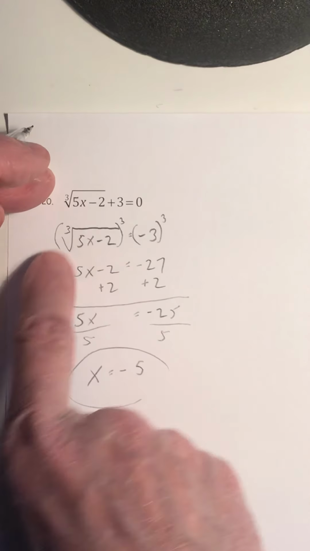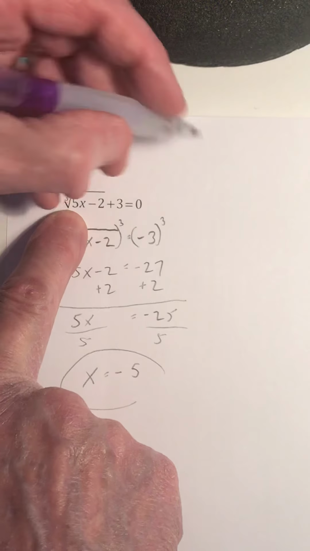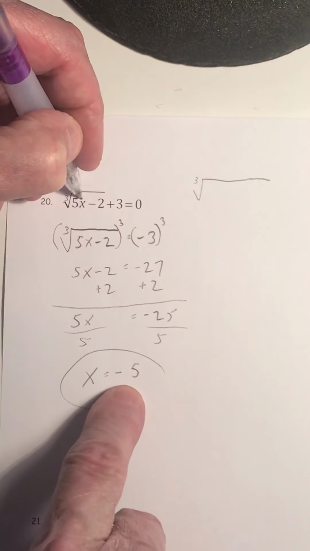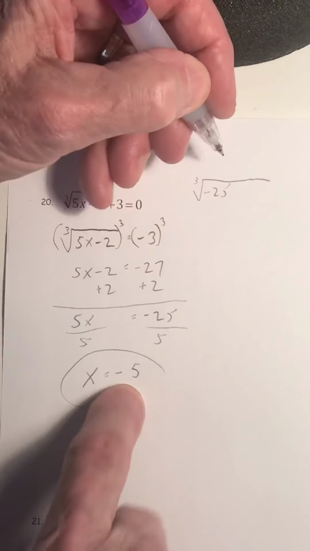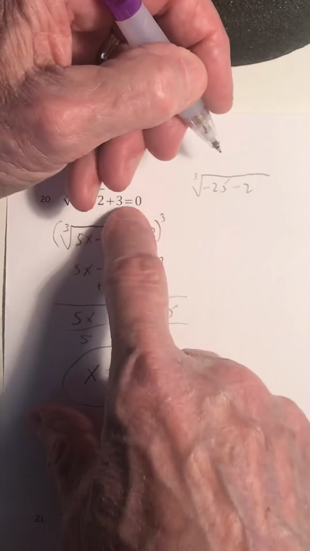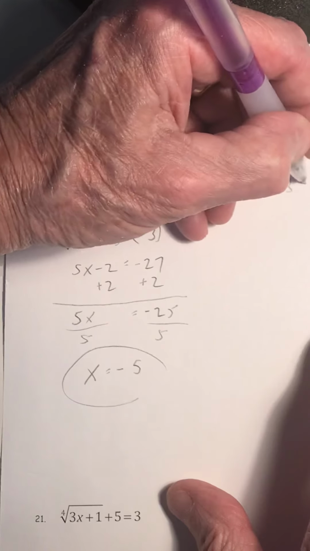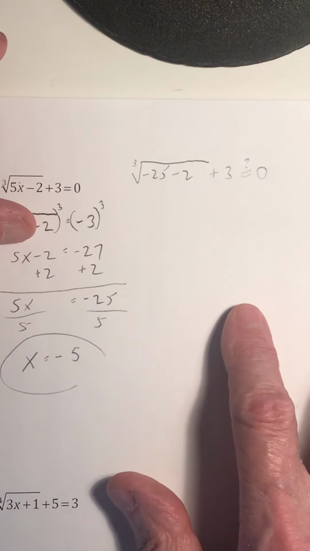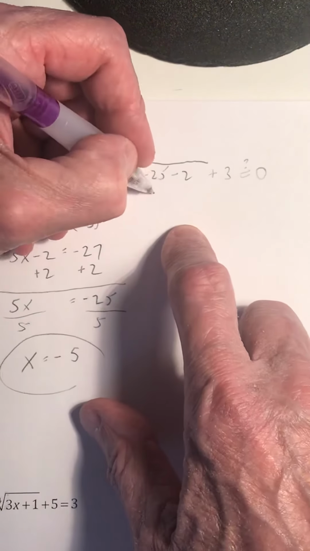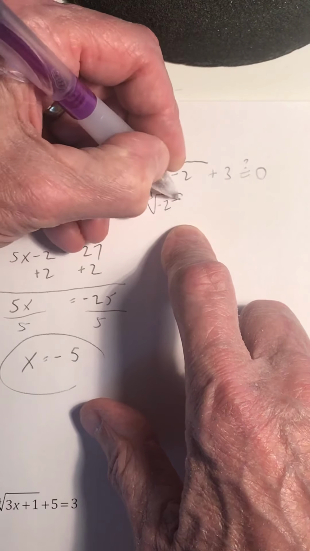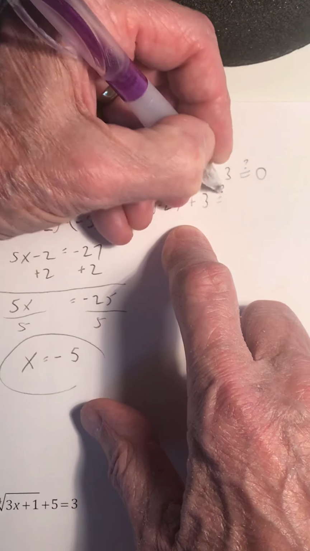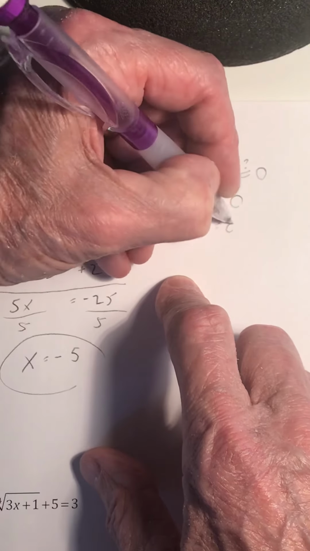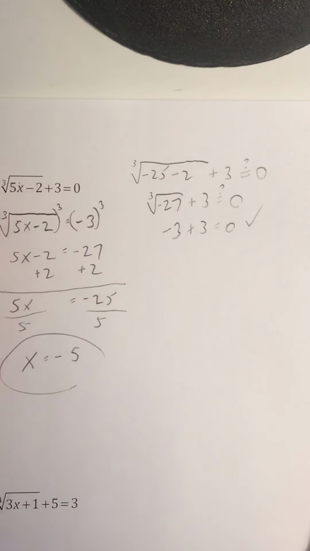Which does work. Let's just see that real quick. If we plug in a negative 5 here for x, 5 times the negative 5 would make a negative 25. And then we'd still have minus 2 plus 3 outside the radical. Does that truly add up to 0? Yeah, because this is negative 27. And the cube root of negative 27 is negative 3. Negative 3 plus 3 does equal 0. So that takes care of that.